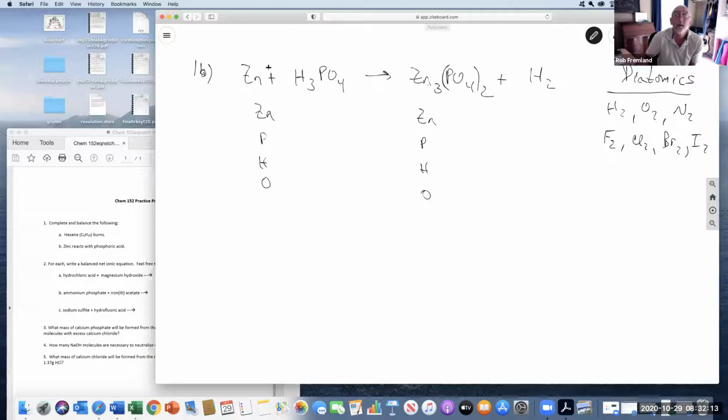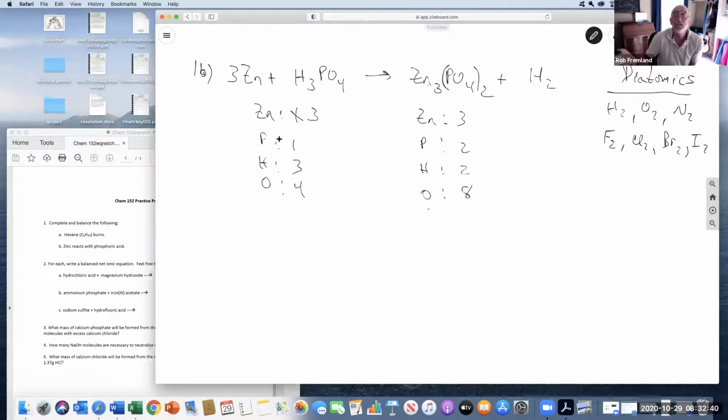Like that. And so then we count. We have 1 zinc, 1 phosphorus, 3 hydrogens, and 4 oxygens. On this side, we have 3, 2, 2, and 8. Looks bad, right? So now we'll just try to fix the zinc. So I'm going to put a 3 in front of the zinc. That takes care of the zinc. The zinc is fixed, right?